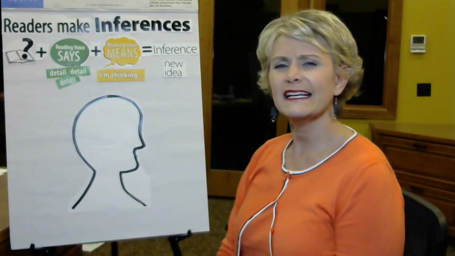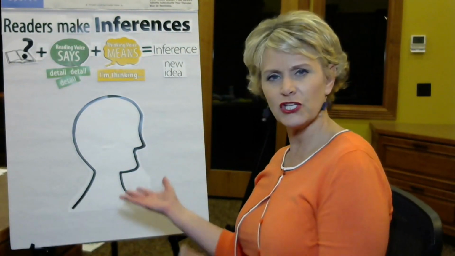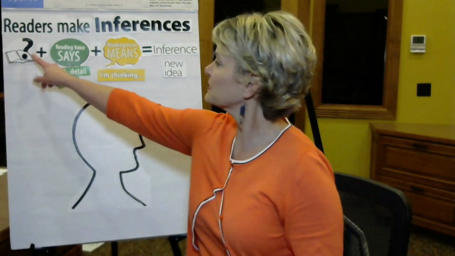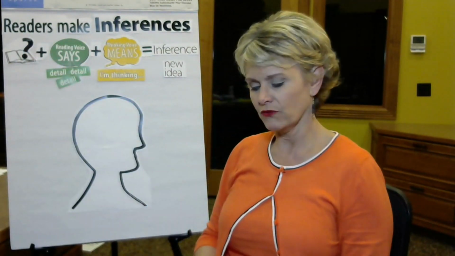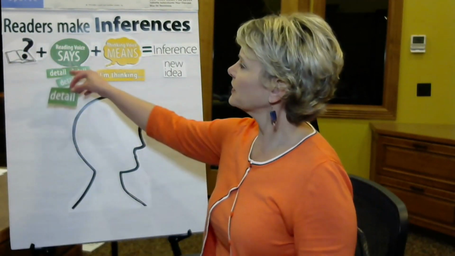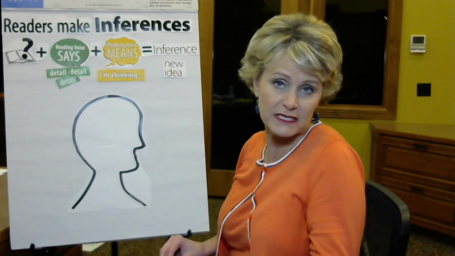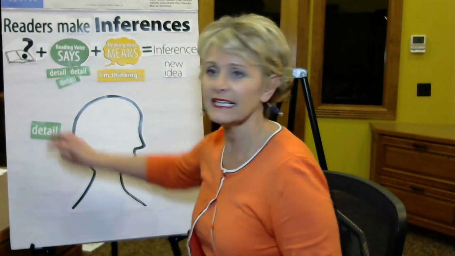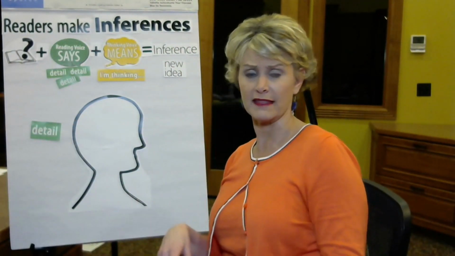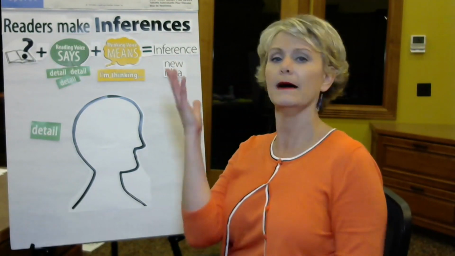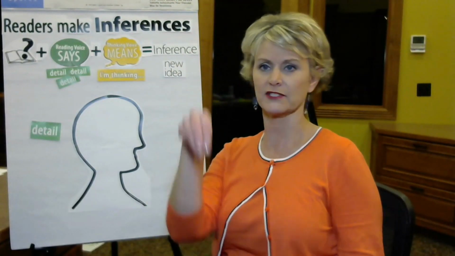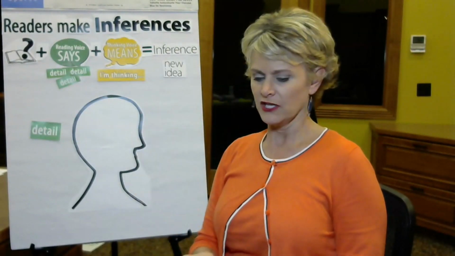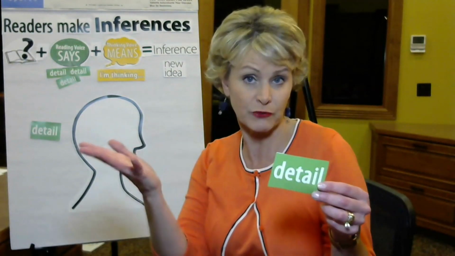So when I say record, we're actually going to utilize this silhouette head to learn the process. And here's how it works. Remember, to make an inference, you've got to have some text. So you're reading the text and you start to notice clues, details from the text, right? And that's your reading voice. So I just wrote the word detail in green, and you collect it out here, outside the head, because you didn't think about them. I mean, you're not making them up. You're just plucking them right out of the text, whether that's off a screen, out of a visual, out of a book. You're just collecting words and phrases.